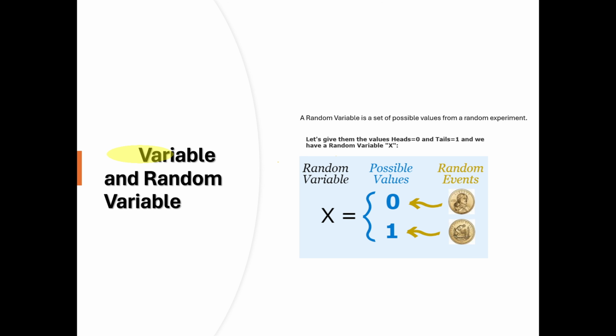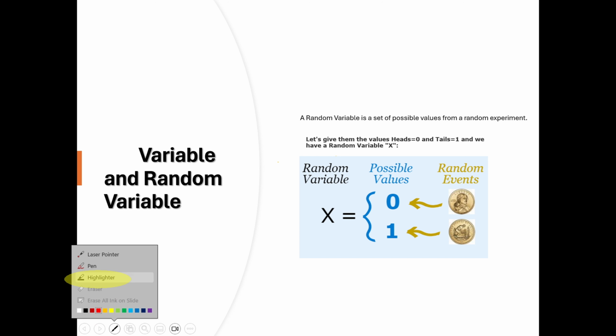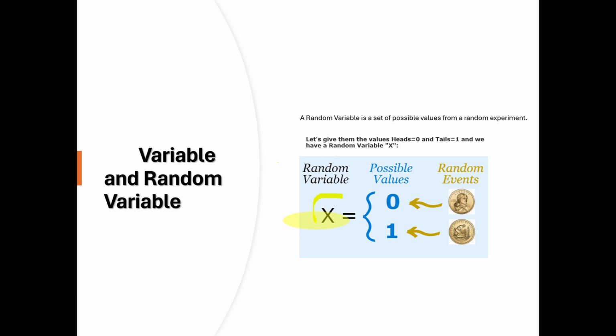Welcome back. In today's video, we will discuss variables and what the difference is between random variables. A random variable is a set of possible values from a random experiment. So, for example, a random variable we have created, which is x. So, if I create x over here, so this is x.